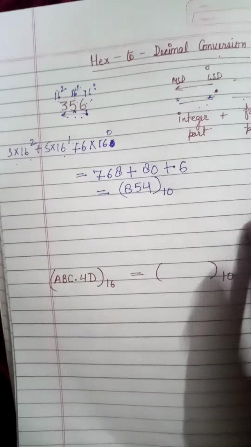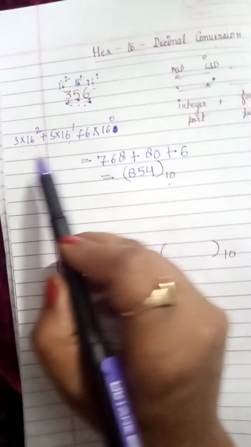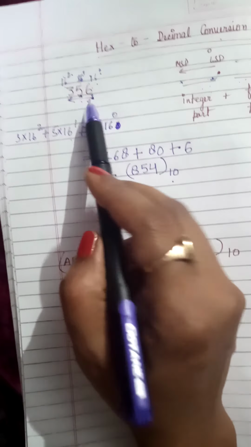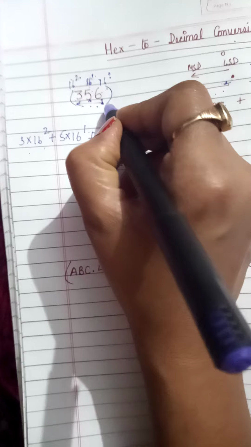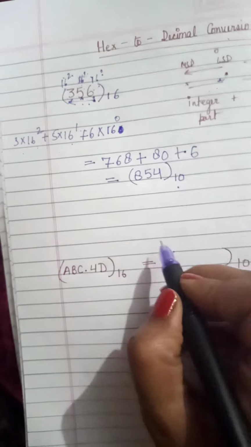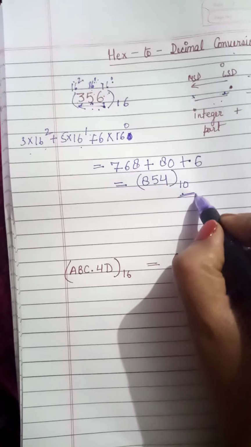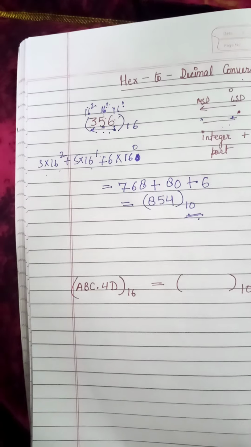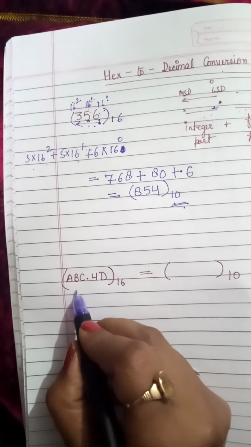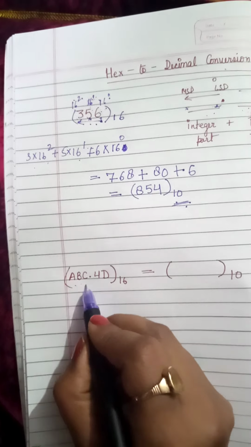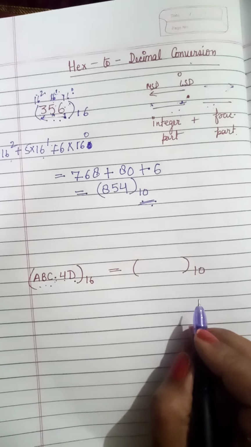This is an example of hexadecimal to decimal conversion. We are converting 356 from base 16 to base 10, to decimal. Now another example I am taking: ABC point hexadecimal 4D. ABC point 4D.